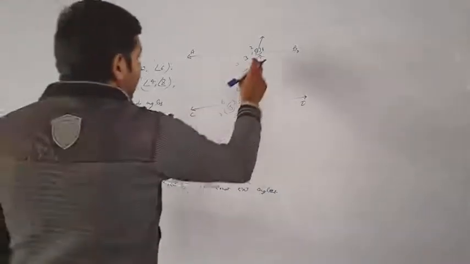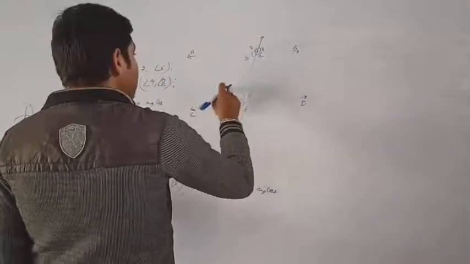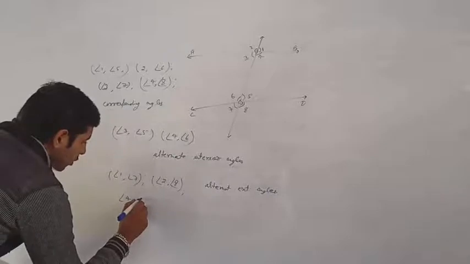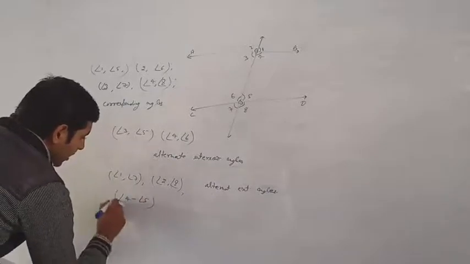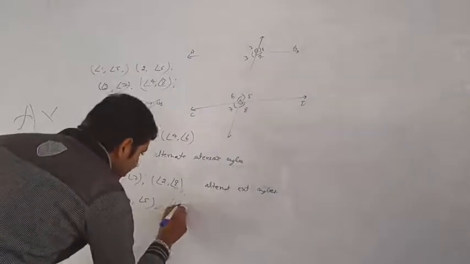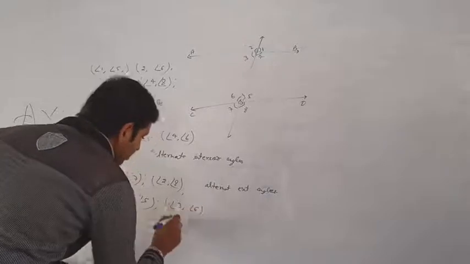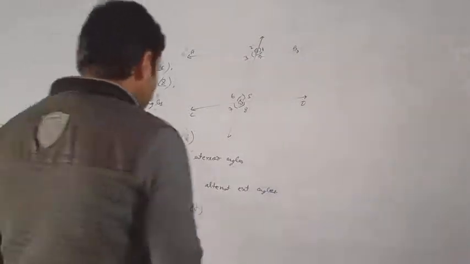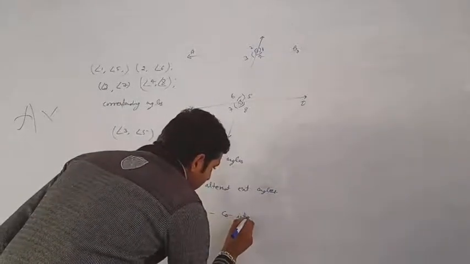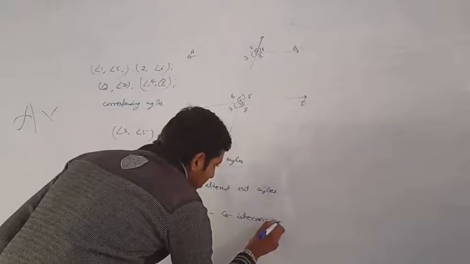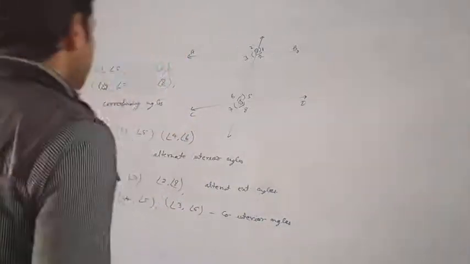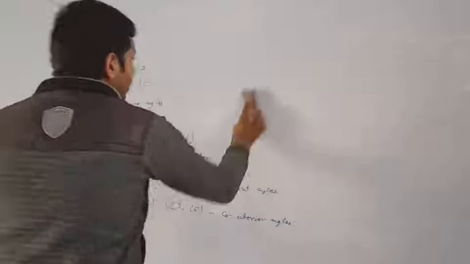And here angle 4 and angle 5, and angle 3 and angle 6, are called co-interior angles. Angle 4 and angle 5, and angle 3 and angle 6 are called co-interior angles. Okay, visualize this.